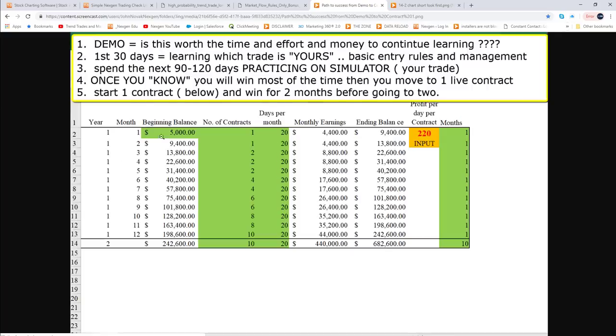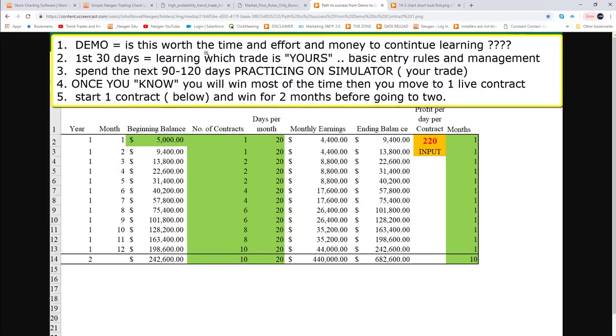During your demo, you're going to be spending time with us and learning some of the basics, making sure that you know what you're going to learn, how you're going to learn it, and what you need to do. During your first 30 days after you purchase or lease software, you're going to really spend time watching the charts and learning which trend trade is yours, how you are going to enter your trade, and how you are going to manage your trade. Then most people spend the next 90 to 120 days practicing that trade on a simulator. You have to prove, and you have to know, and you have to be confident that your trade is going to win more often than lose.